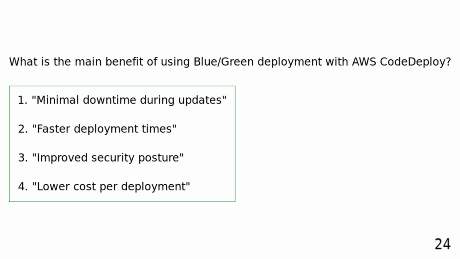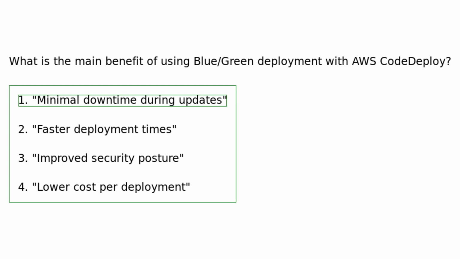What is the main benefit of using blue/green deployment with AWS CodeDeploy? Minimal downtime during updates. Faster deployment times. Improved security posture. Lower cost per deployment. Blue/green deployment minimizes downtime by using separate instances for new and old versions.